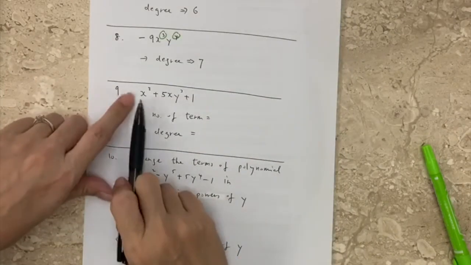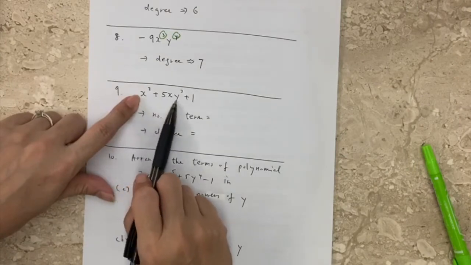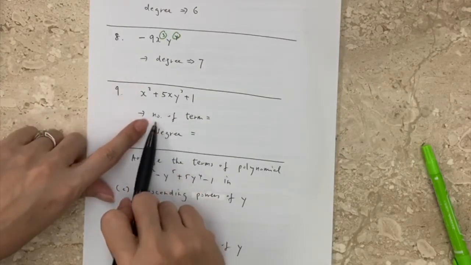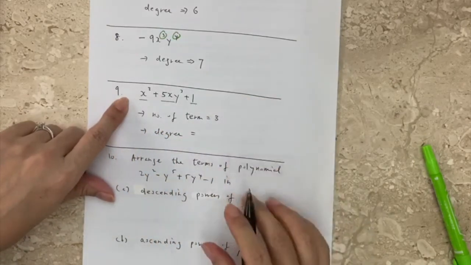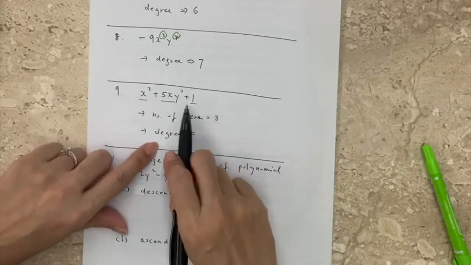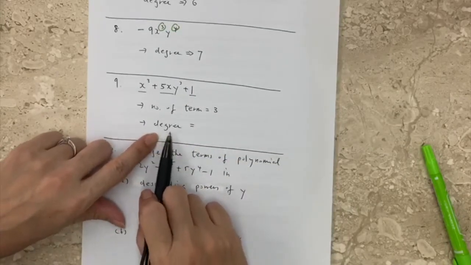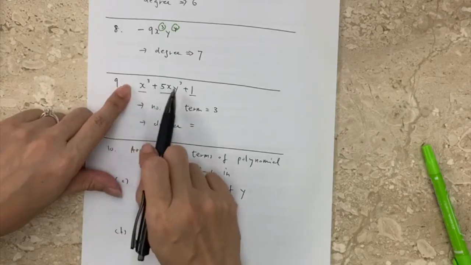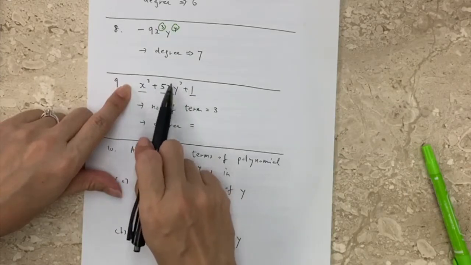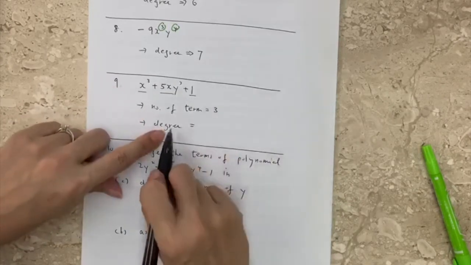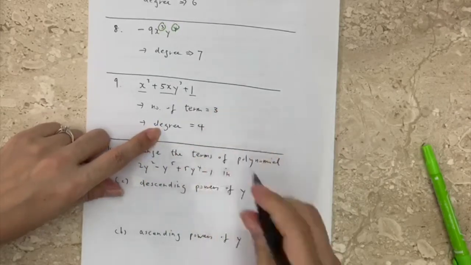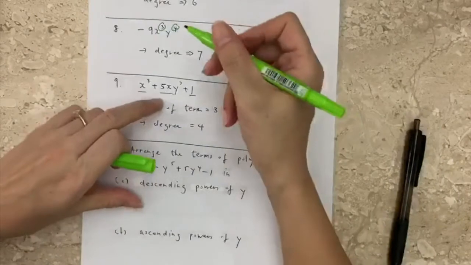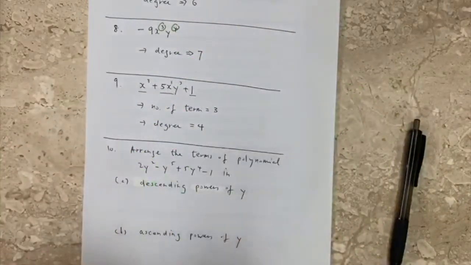Next, we have number 9. So x to the power 3 plus 5x y to the power 3 plus 1. Again, number of terms, we have 1, 2, and 3. So this is 3 terms, which is a trinomial in this example. Be careful about the degree. The degree of the first term is 3 here, and don't forget this is x. Nothing means to the power 1, so that will be 1 plus 3. Degree always means the highest one, so 1 plus 3, which is 4. Be careful, if we have nothing here, x means x to the power 1.